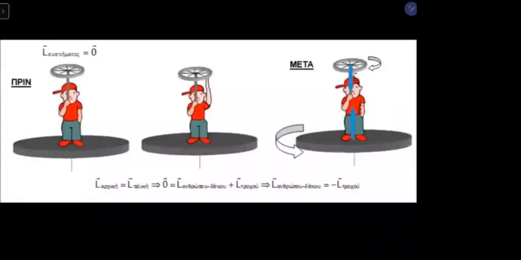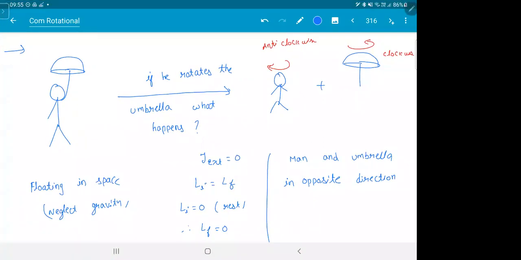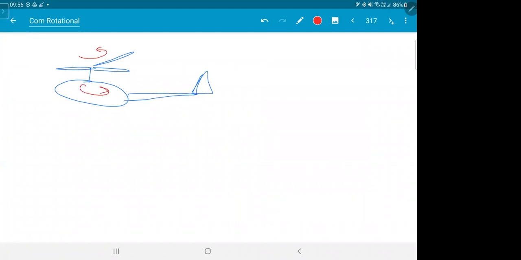This is the umbrella problem. Getting it? Make sense? So this thing actually happens. And not only this thing, suppose you have a helicopter. Now this helicopter has these blades, no? If you see, if these blades rotate this way, to counteract this, the helicopter will rotate in the opposite direction.